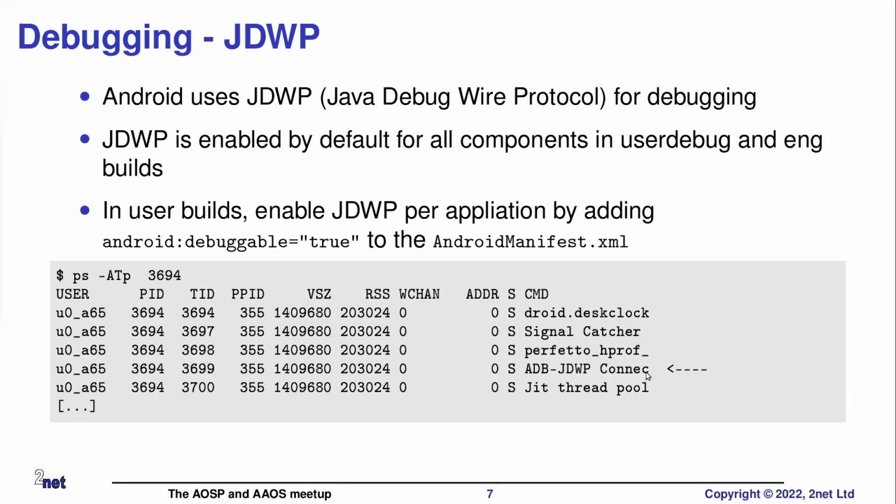Now, you only get this thread by default if you have an engineering or a userdebug build, or you can enable it per application by putting debuggable true into your manifest. And obviously, if you build this under Android Studio in debug mode, it will do that for you automatically.